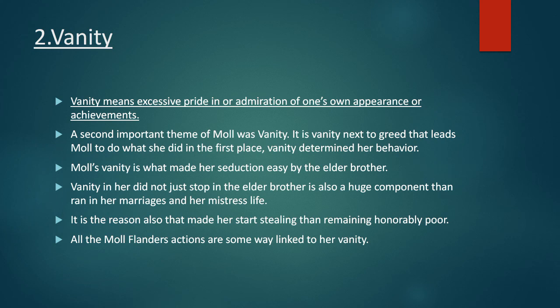Moll's vanity is what made her seduction easy by her older brother. Vanity in her did not just stop at the elder brother, it is also a huge component that ran in her marriages and her mistress' life. It is also the reason that made her start stealing, rather than remaining honorably poor. All of Moll Flanders' actions are in some way linked to her vanity.